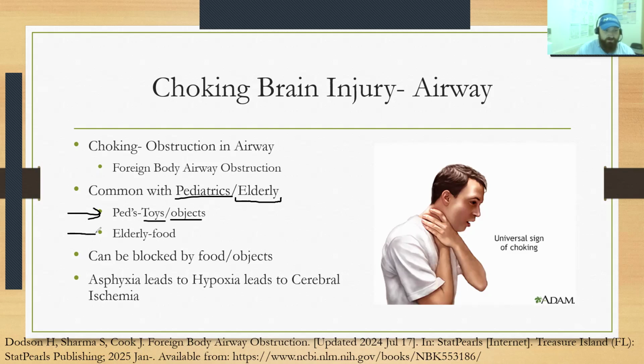But we also see this with the elderly, with food, specifically. And we can see that the airway can be blocked by food or objects alike. It does not have to be one or the other. It can be both. It's really just the obstruction, the blockage there. And the asphyxia, which is the choking aspect of it, leads to hypoxia, which leads to cerebral ischemia, or the death of brain cells. And so we don't want to have that if possible.